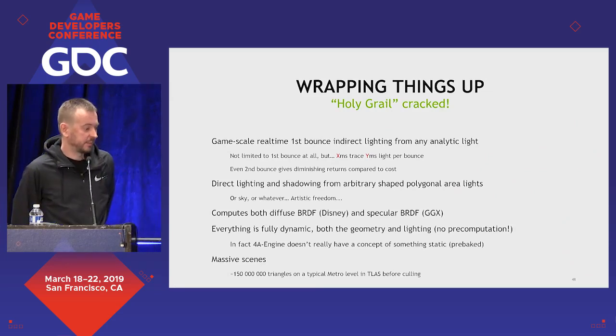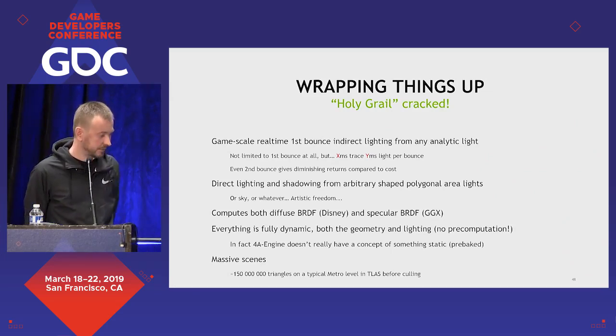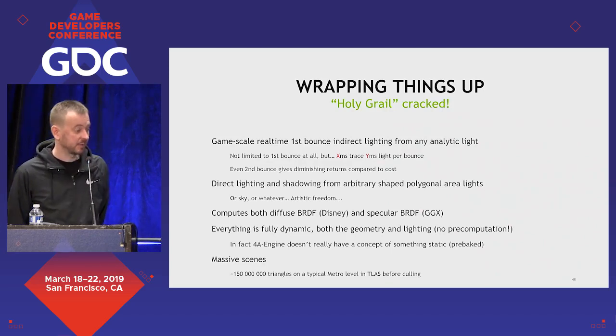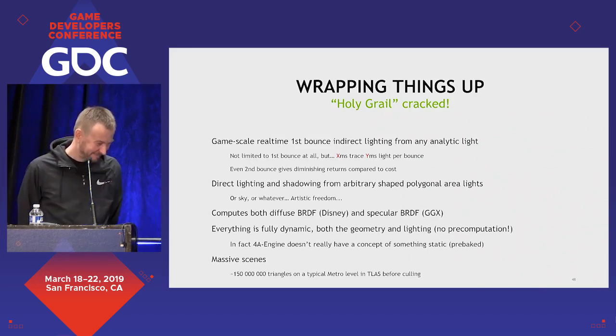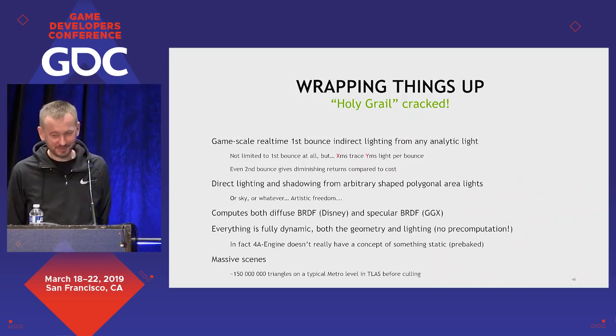So I'll summarize a bit what I talked about and what Metro achieved. That's a real-time global illumination pipeline, also capable of direct lighting and shadowing from arbitrary shaped polygonal area lights. And when I say real-time, I mean the new definition of real-time. So it's 60 frames per second or more, and at high resolutions. Everything is fully dynamic: the camera, the geometry, the lighting. So absolutely zero precomputation, and all of that is running in a massive world of Metro Exodus.